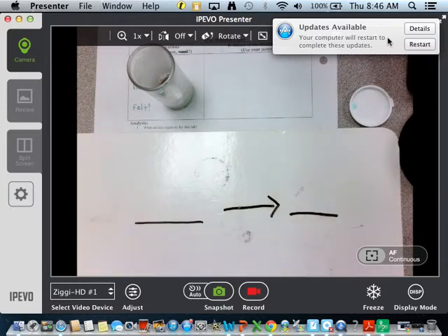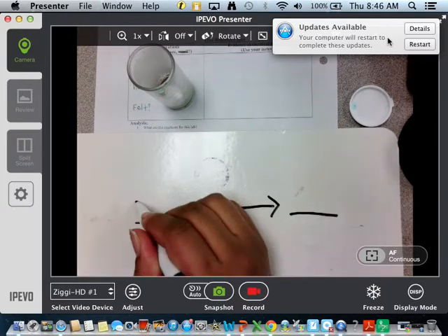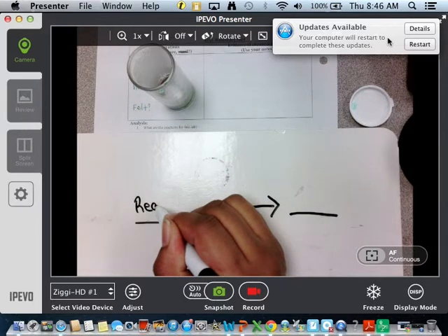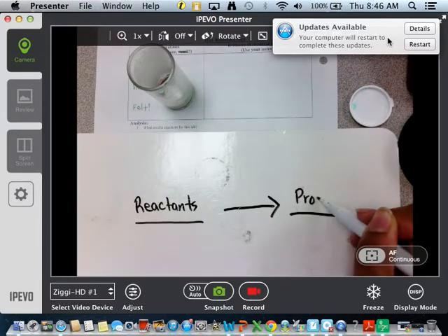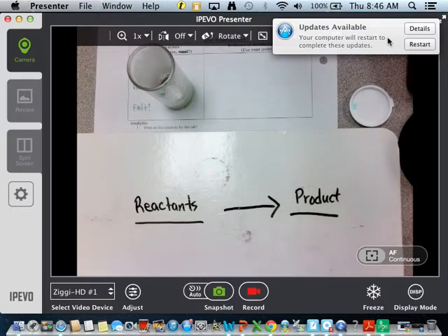What's on the left side of the arrow? Reactants. The reactants. What's on the right side? Product. The product. Very good. So someone raise your hand and give me your definition of what reactants are. Quatoria. The elements that you are bonding together, right, that you are combining together. Good. What is the product? Okay. What happens to the elements? What you end up with, correct?